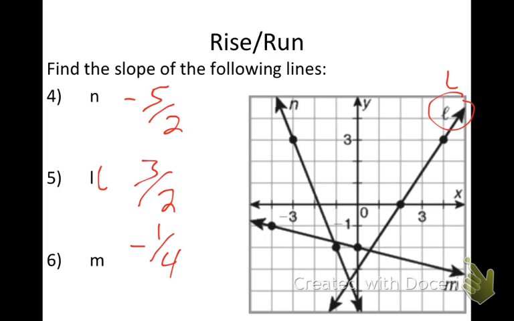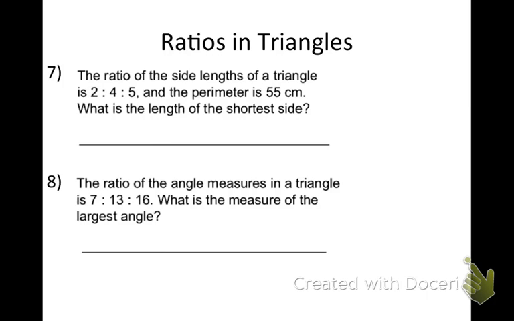Nice job. Those are slope, comparing the rise to the run. Those are ratios. Next part here. The ratio of the side lengths of a triangle is 2, 4, 5, and the perimeter is 55. What's the length of the shortest side?